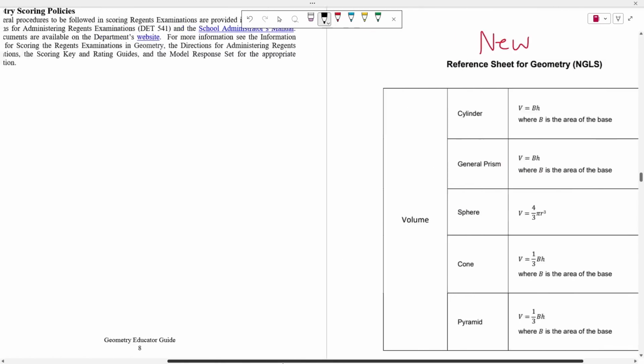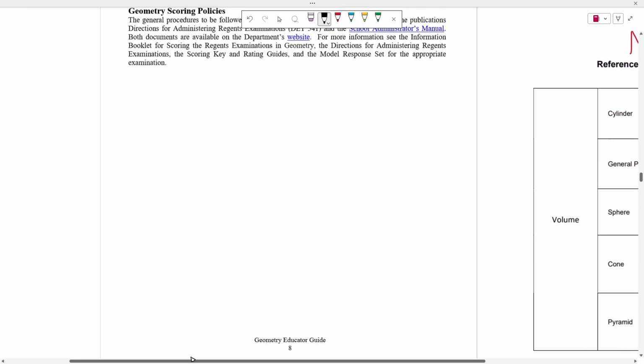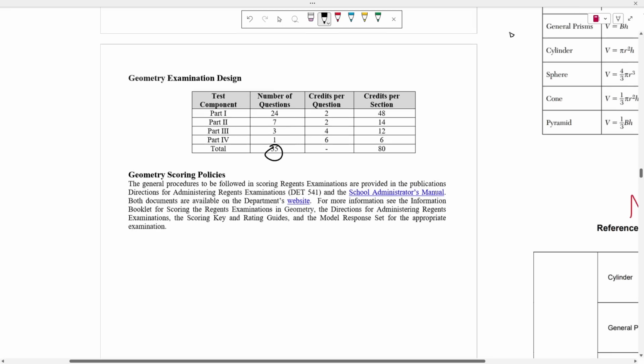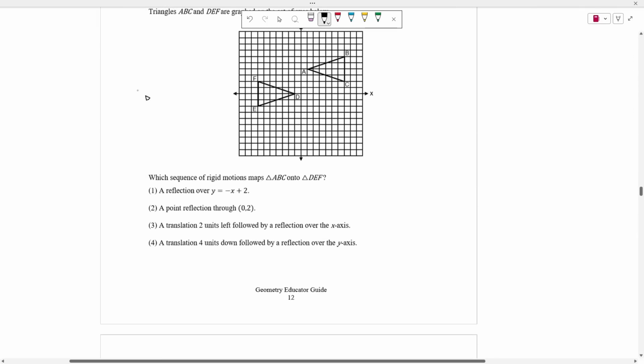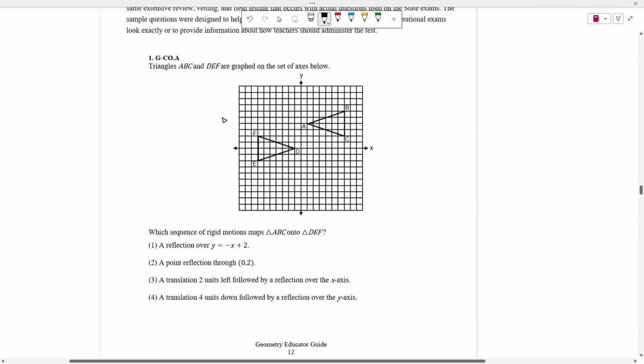Okay, so the way that the test looks hasn't really changed that much. It's still the same number of questions. The reference tables are different, but the main difference is the types of questions that they will ask you. And the Regents has provided us with these types of questions here. These are all examples of some brand new questions that you may encounter when you're taking this brand new Regents exam. So we're going to go ahead and start off with number 1.